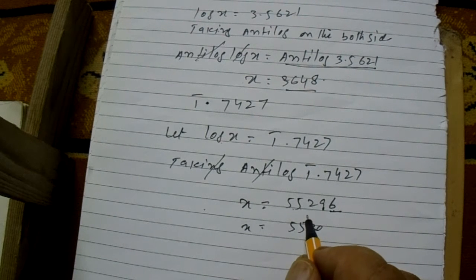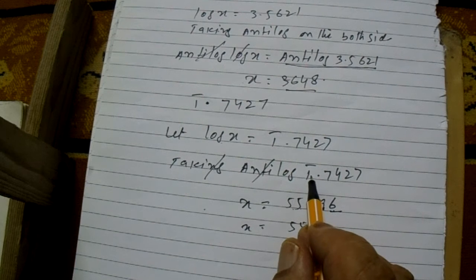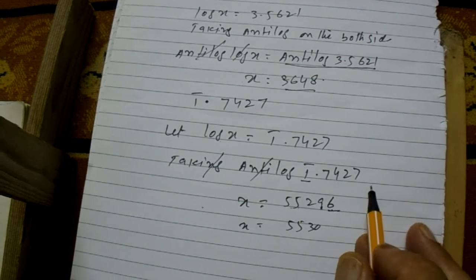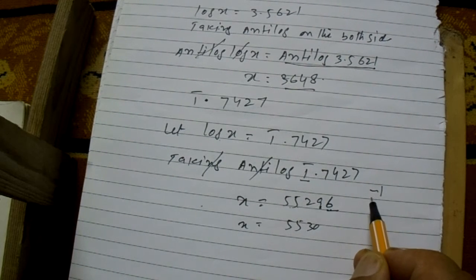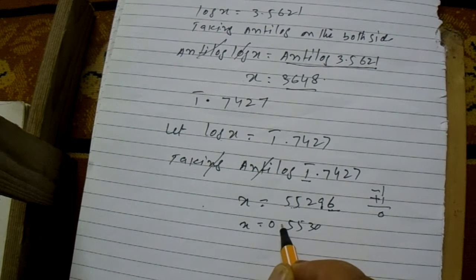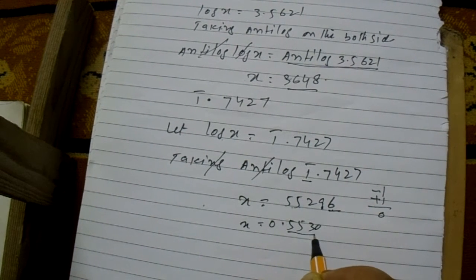Now the question is where we put the decimal point. This is our characteristic, 1 bar, which is equal to -1. You add +1, it is 0. It means you put the decimal point in front of this number. Now this is your answer.